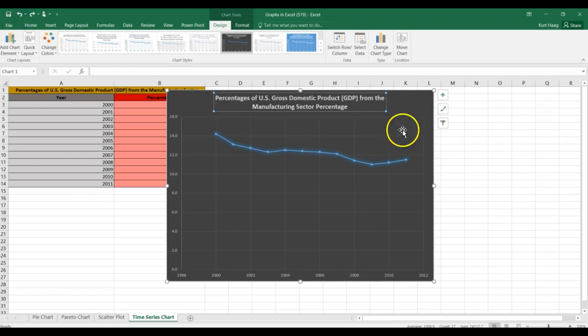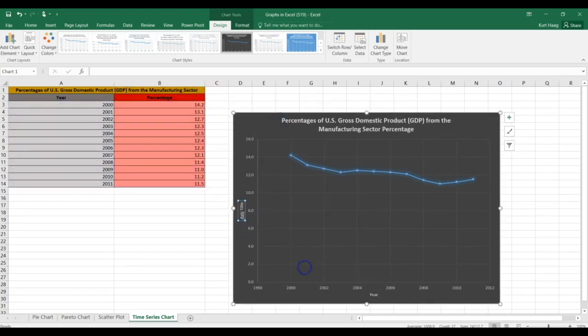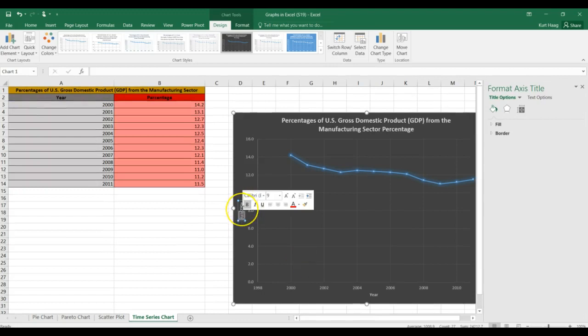And then we just need some axis titles, so we can put this plus sign, add in those axis titles, and type those in. X-axis is the year in time, and the y-axis here are the percentages of the GDP that come from the manufacturing sector. And that would be it.